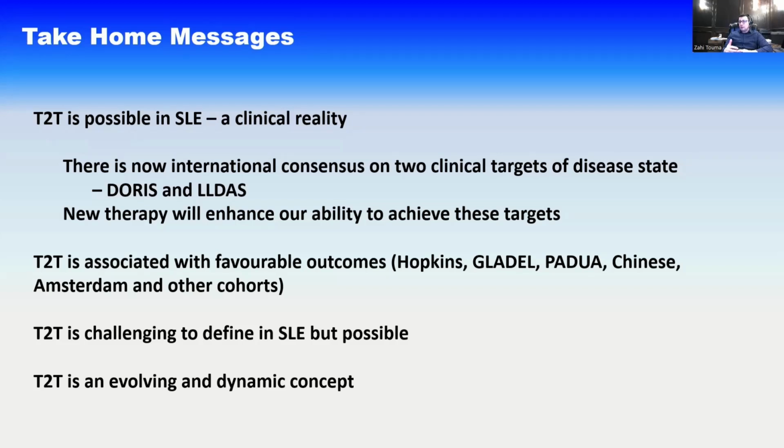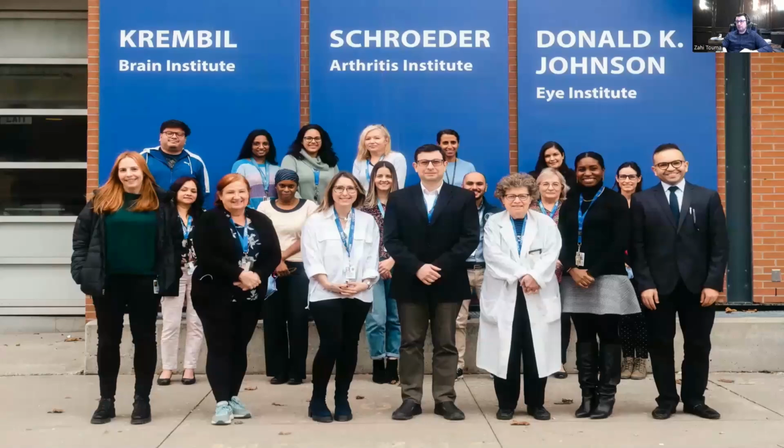So the treat to target is associated with favorable outcomes. I showed you the data from the Hopkins cohort, but there is similar positive data from the GLADEL, from the Padua, the Chinese, Amsterdam, and really other cohorts as well, and some RCTs as well. So treat to target is challenging to define in lupus, but possible. And treat to target is an evolving and dynamic concept because I showed you that you can even eliminate the prednisone if you want and the immunosuppressant from the DORIS definition. And we're going to be able to do more once we have better therapy and work on different targets that I showed you earlier, not just only disease activity.